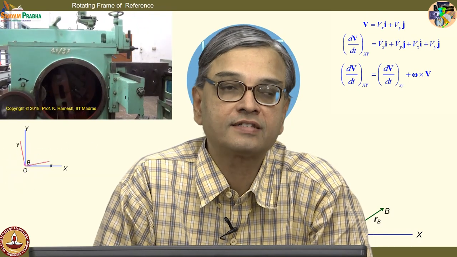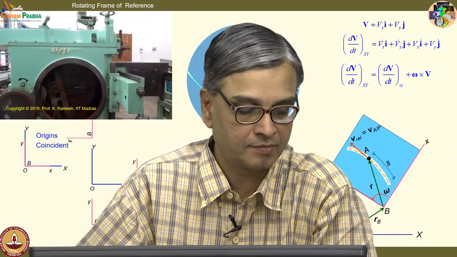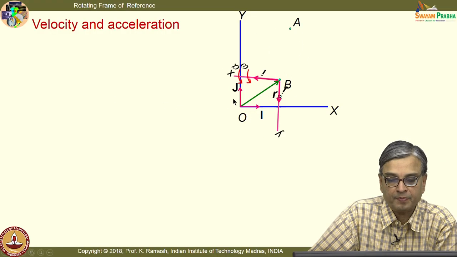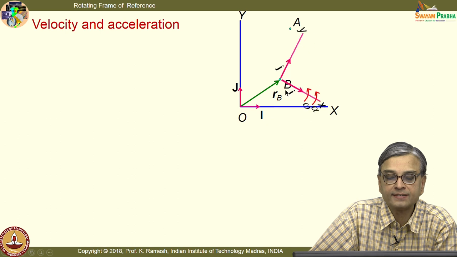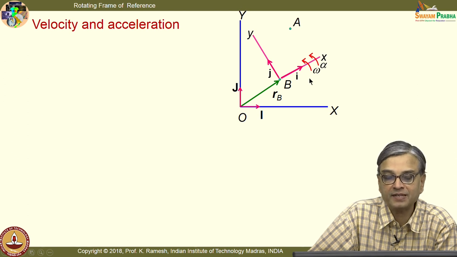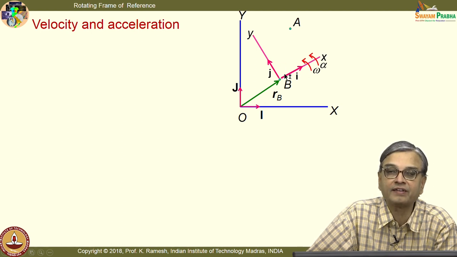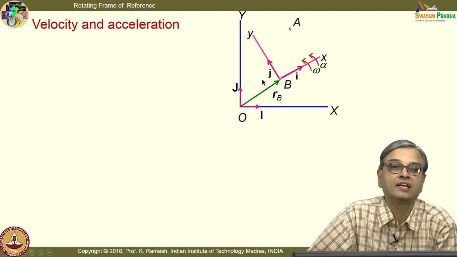Let us continue our discussion on rotating frame of reference. We have looked at how the rotating frame of reference can have both angular velocity and angular acceleration. For simplicity, we simply use the unit vectors i and j, with an explicit understanding that we are using them for the rotating frame of reference. It makes our mathematical representation much simpler. They are not to be treated as Cartesian i and j.